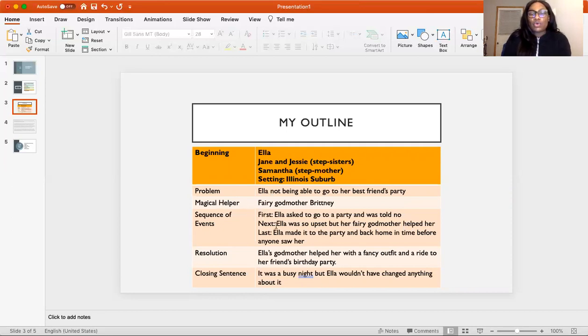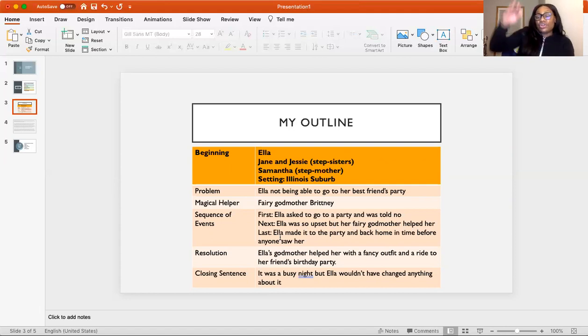Then I made a quick outline to put my events in order. This way, when I write my story, I know what happens first, next, and last. First, Ella asked to go to a party, but her stepmother said no. Next, she was so upset, but her fairy godmother came and helped her. And last, Ella made it to the party and back home in time before anyone saw her.